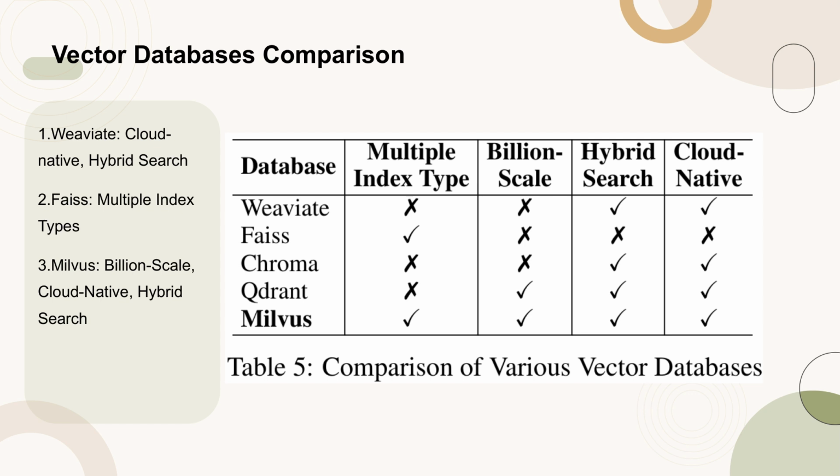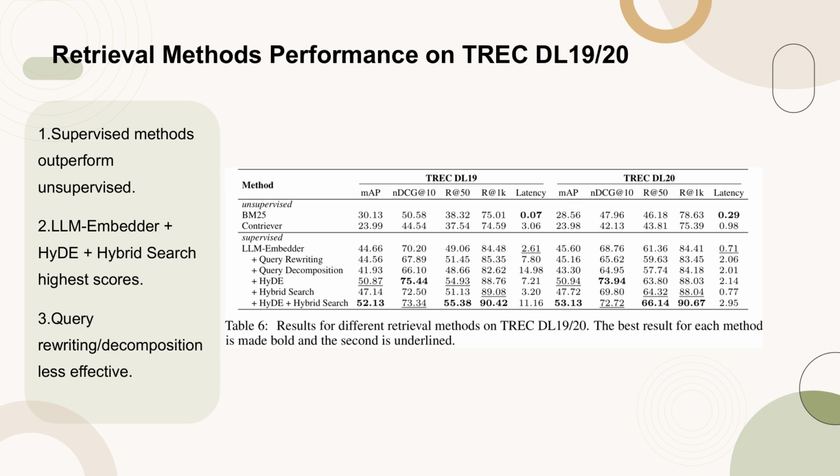Table 6 presents the performance of various retrieval methods on the TREC DL19/20 datasets. It highlights that supervised methods, particularly LLM embedded combined with HYDE and hybrid search, achieve the highest scores. Unsupervised methods like BM25 and Contriever serve as baselines but are outperformed. Notably, query rewriting and decomposition do not significantly enhance retrieval performance. The table underscores the effectiveness of hybrid search with HYDE, balancing performance and latency, making it a recommended default retrieval method.